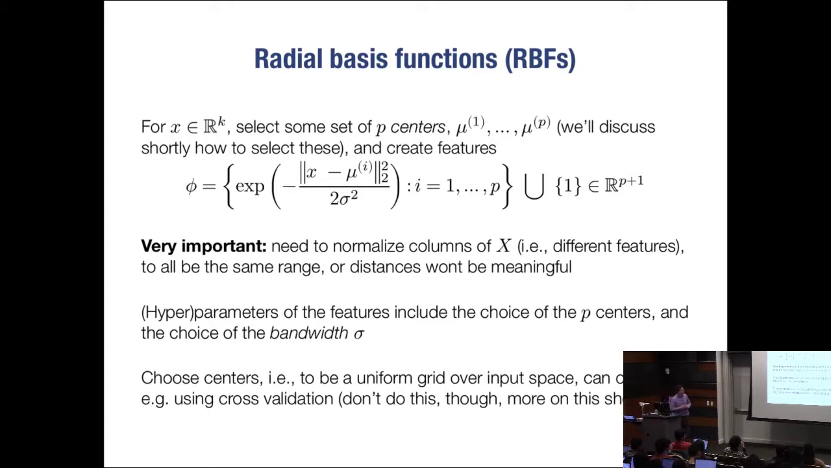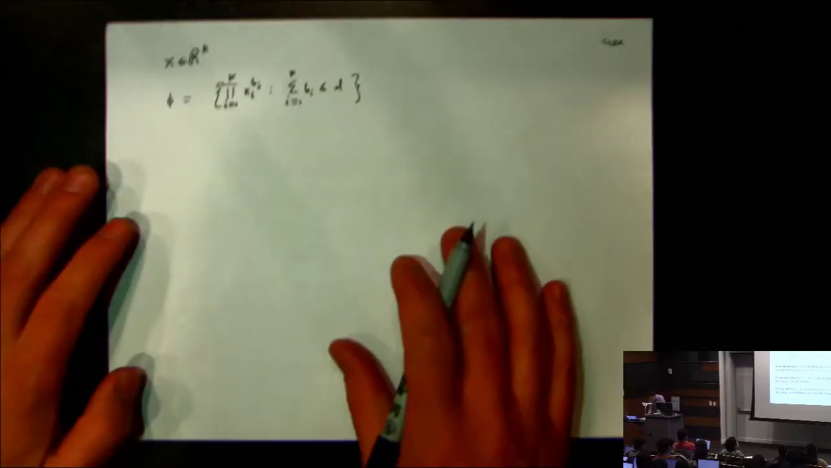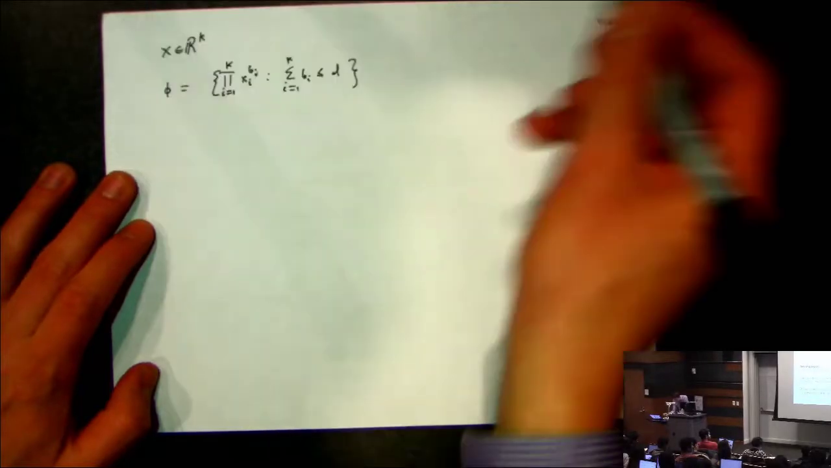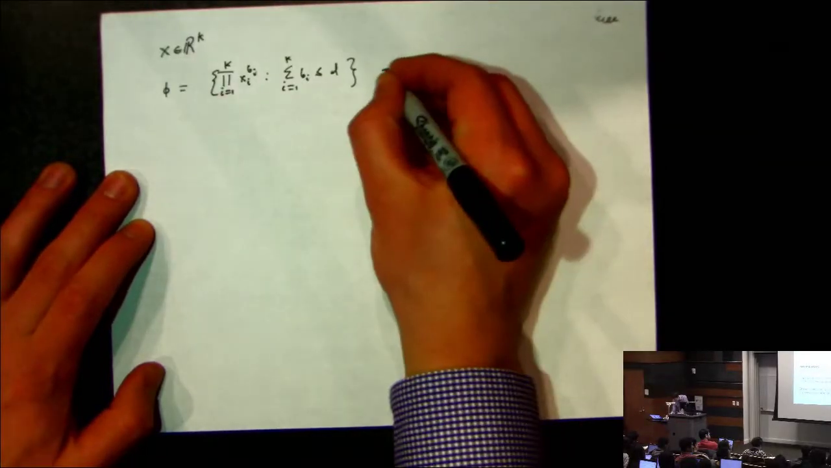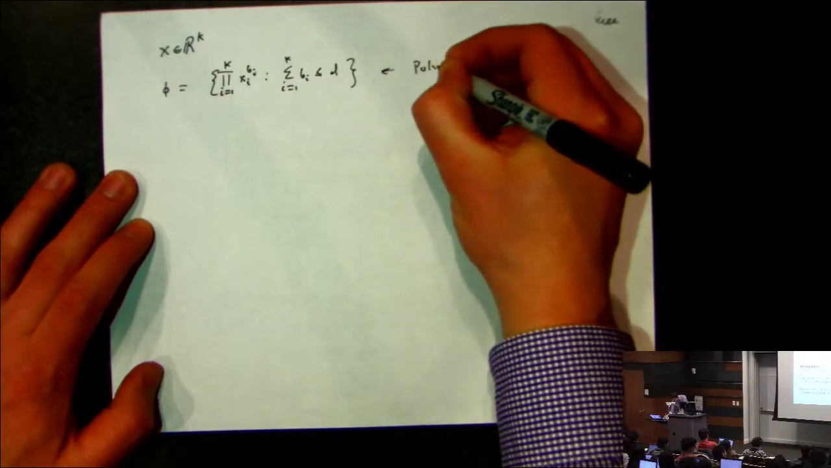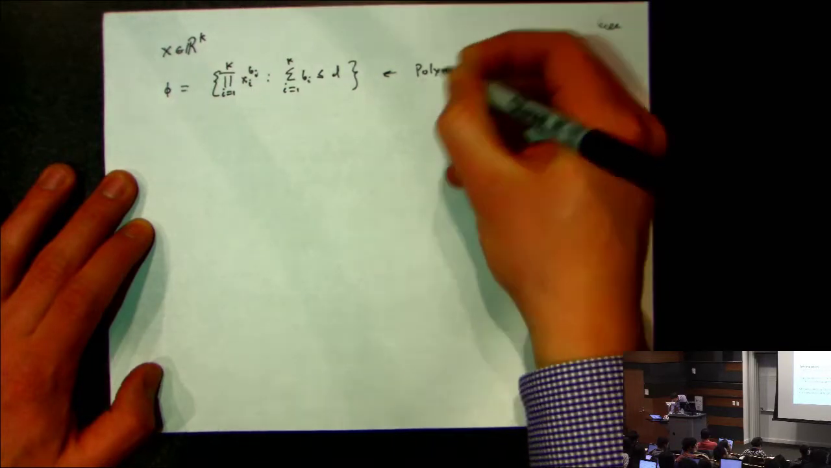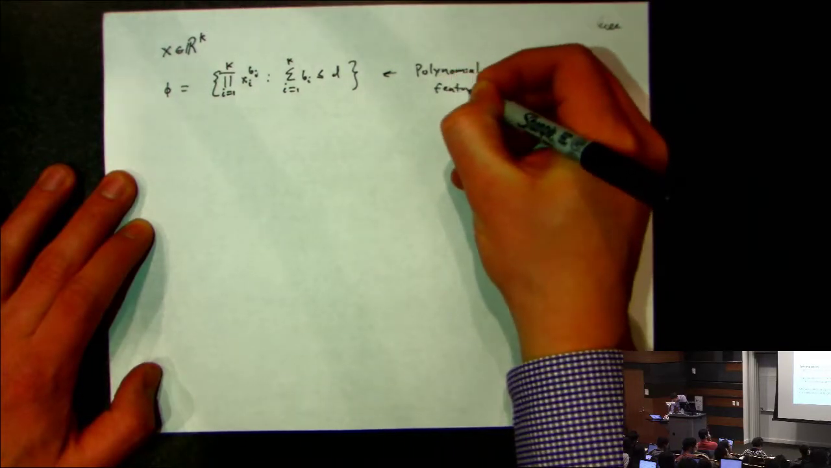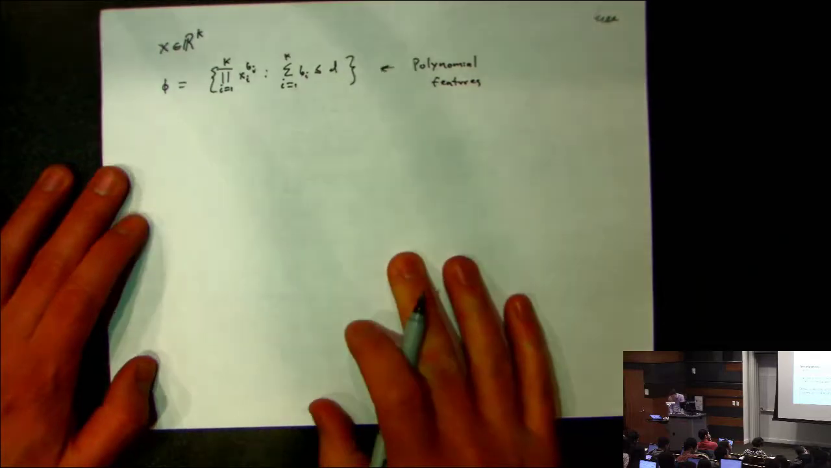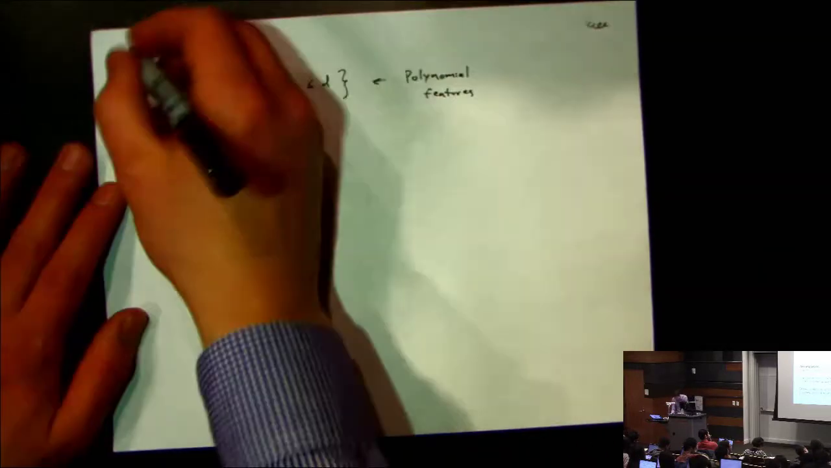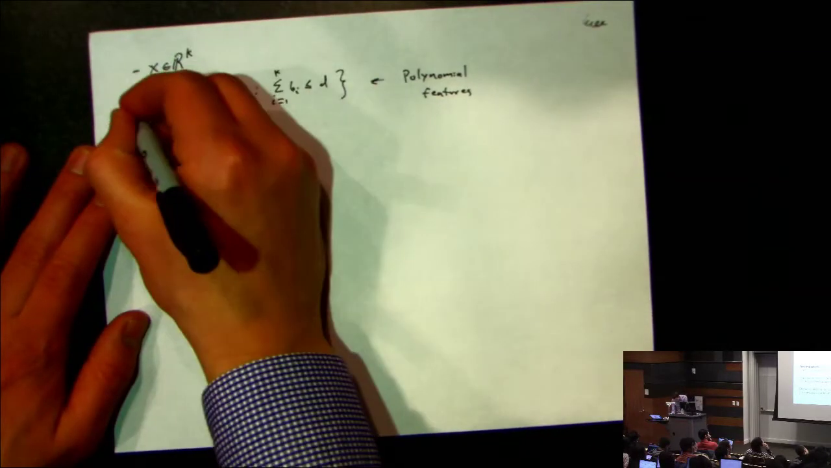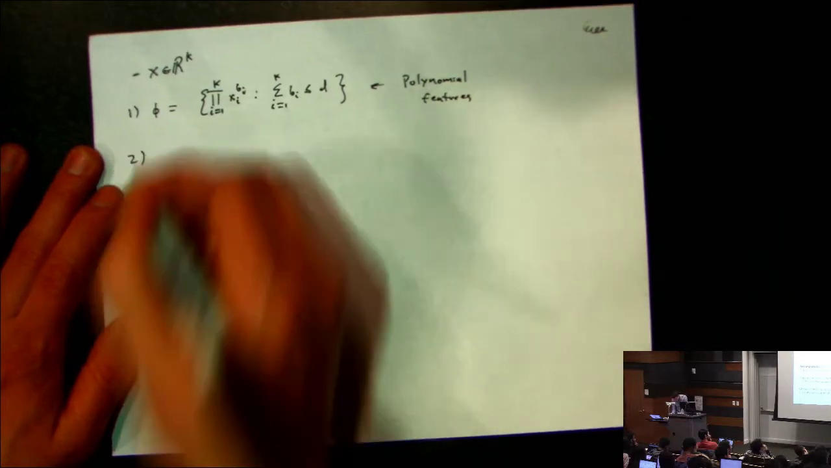In the notes themselves. But for now, I just wanted to define a notation here and talk about what I mean by this. Again, we have this setting like the polynomial features. This is one type of feature, and this is another type of feature I'm going to talk about.